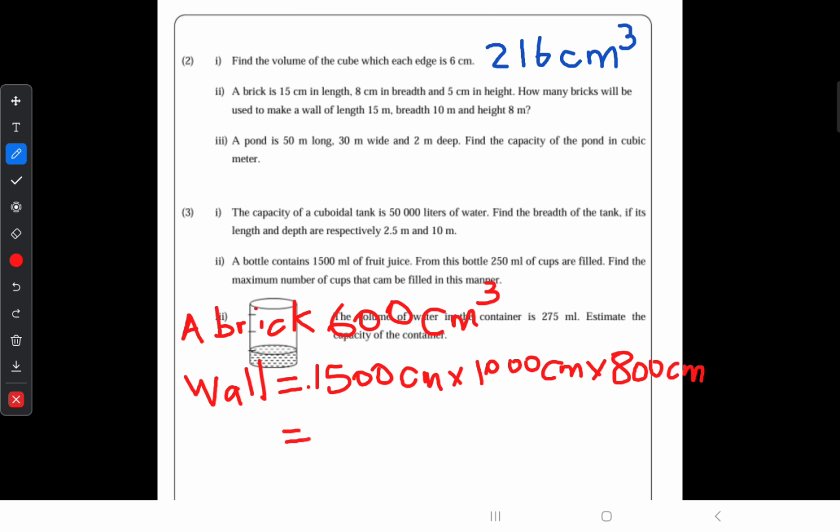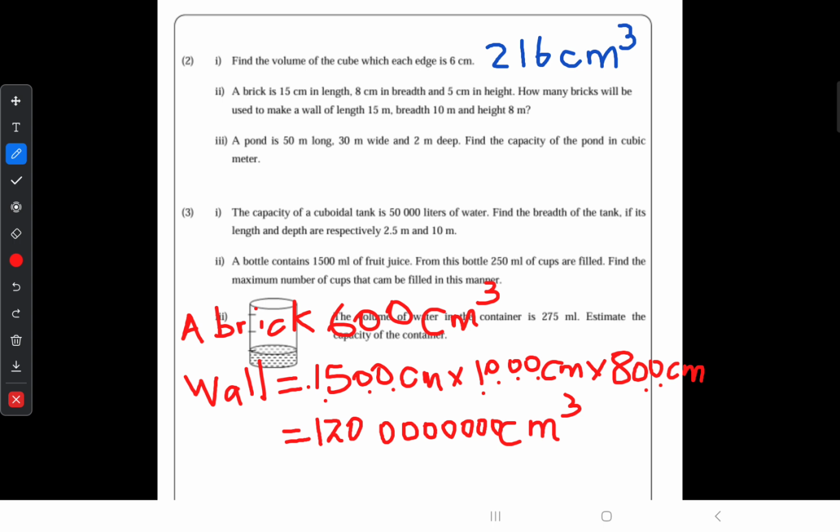Now we will multiply these measurements. Don't get confused, just write the unit centimeter cube. How many zeros? 1, 2, 3, 4, 5, 6, 7. There are 7 zeros. And we will multiply the remaining. 15 into 1, 15. 15 into 8, that is 120. This is the volume of that wall.